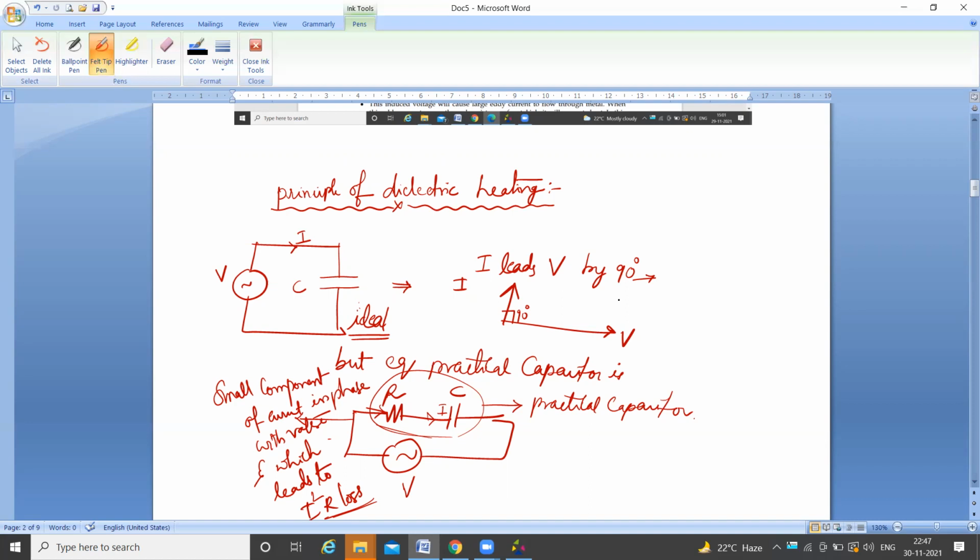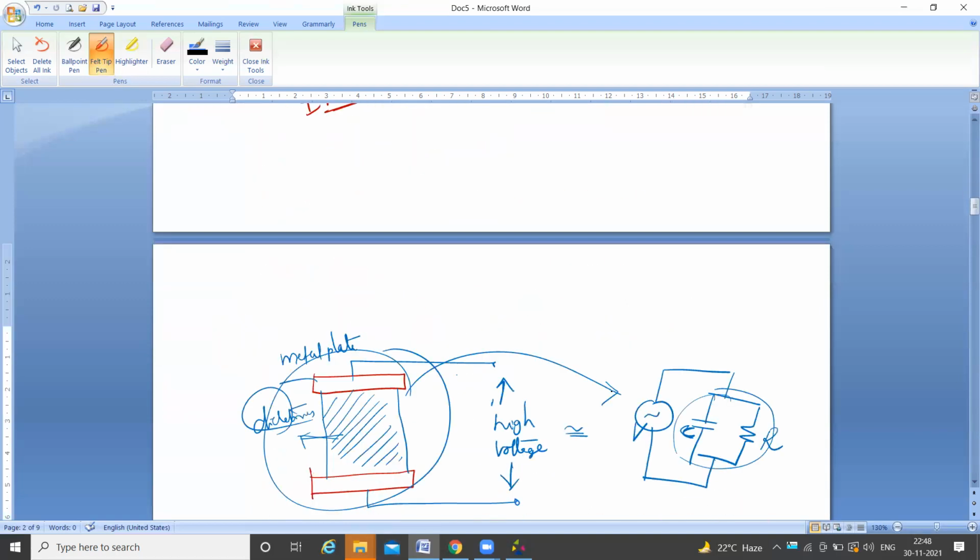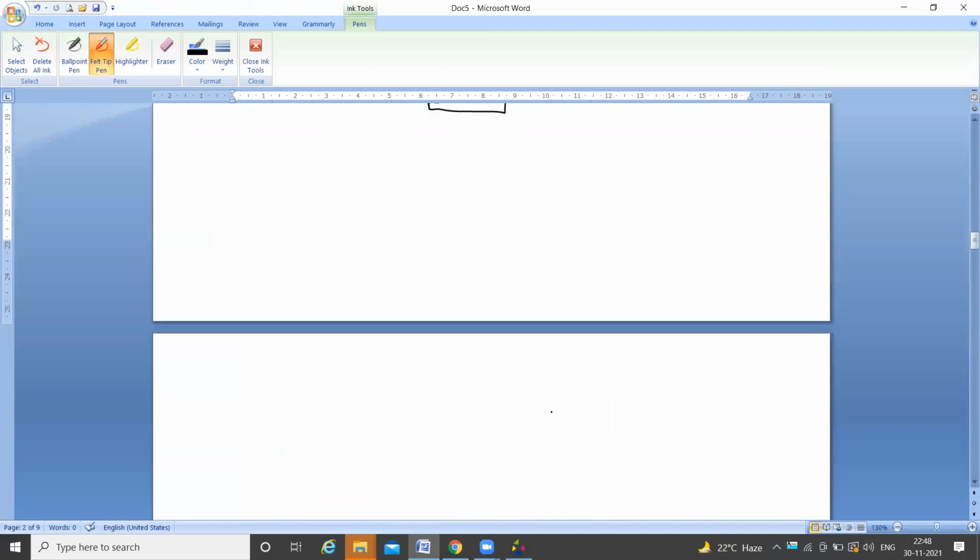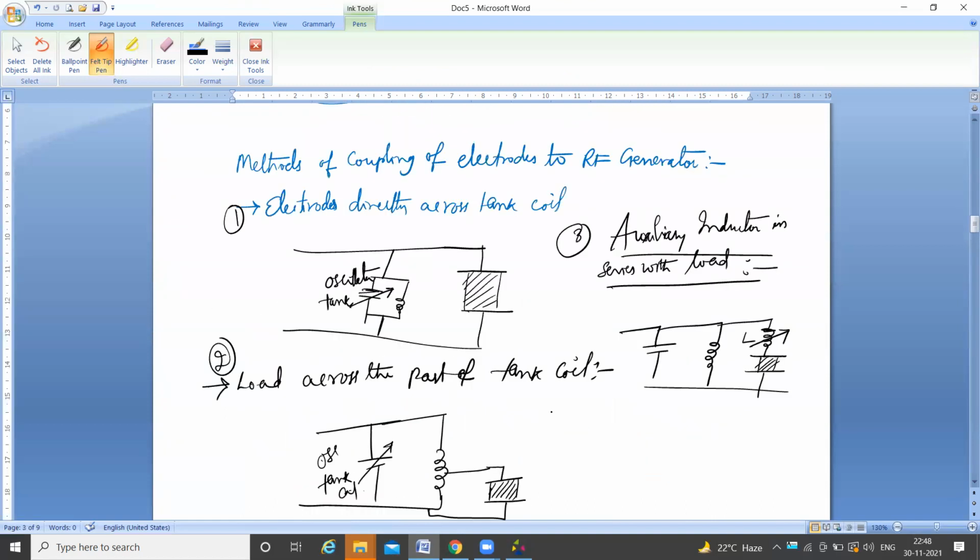And so, the equivalent circuit of a practical capacitor is a resistance in series with the capacitance, where the resistance is because of the resistance offered by the dielectric material. Next, this is the equivalent circuit, and these are the methods of coupling. It is very simple, not a big topic.